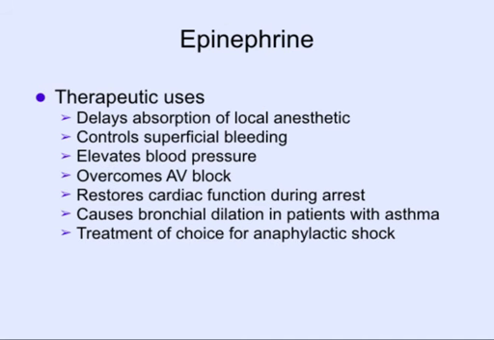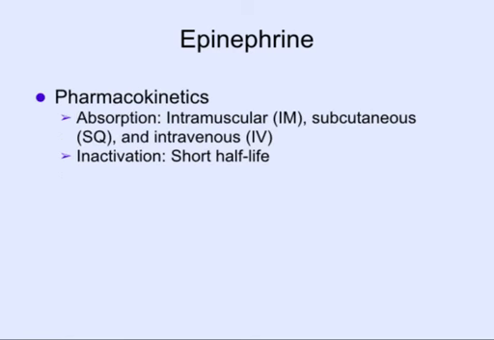Another therapeutic use of epinephrine, like I mentioned earlier, is slowing the absorption of local anesthetic, and it also constricts, so it actually will reduce the amount of bleeding at that site as well. It elevates the blood pressure, it overcomes AV block, we kind of talked about this, and it'll restore cardiac function, and then causes the bronchial dilatation as well with asthma. And like I said, it's the treatment of choice for anaphylactic shock.